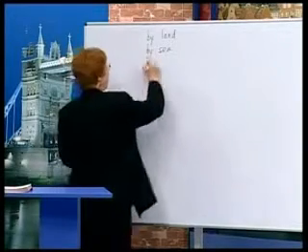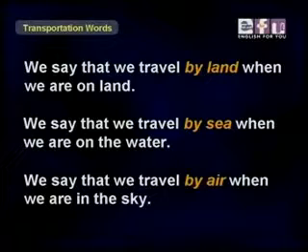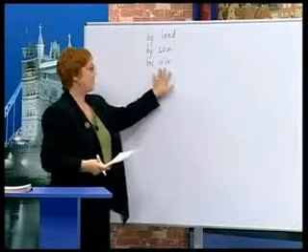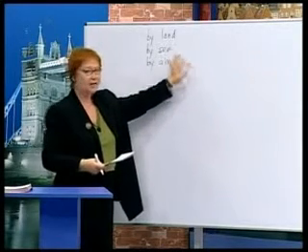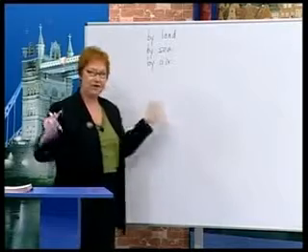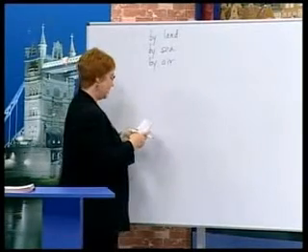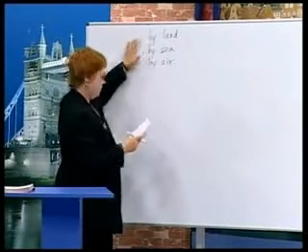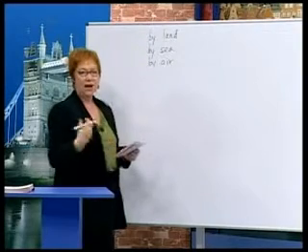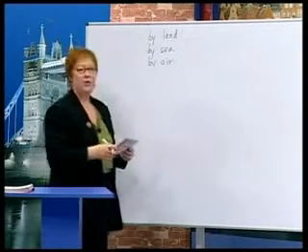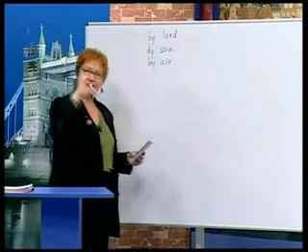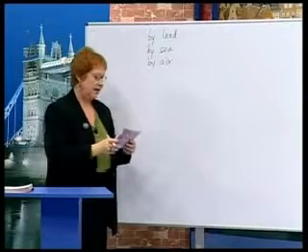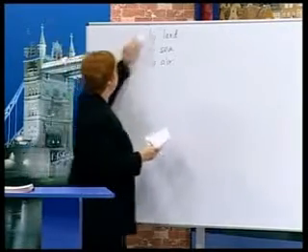Okay? And we travel by air, of course, when we are in the sky. Plane, helicopter, balloon, wings, maybe. Okay? So we talk about by when we talk about how we travel. Now, we're going to put the transportation that we saw into groups. Now, let's do it this way.